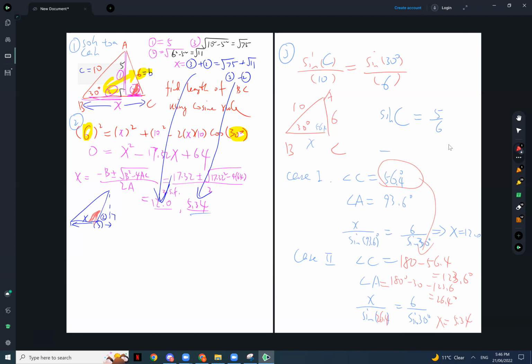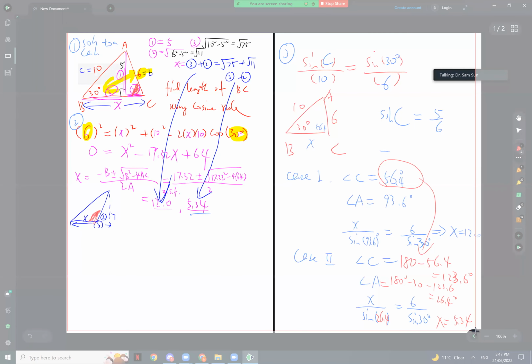very good. So this question I designed, you can use Pythagoras, you can use cosine, you can use sine. Redo this single question. You can revise a lot of rules. That's a good question. That's a very good question.